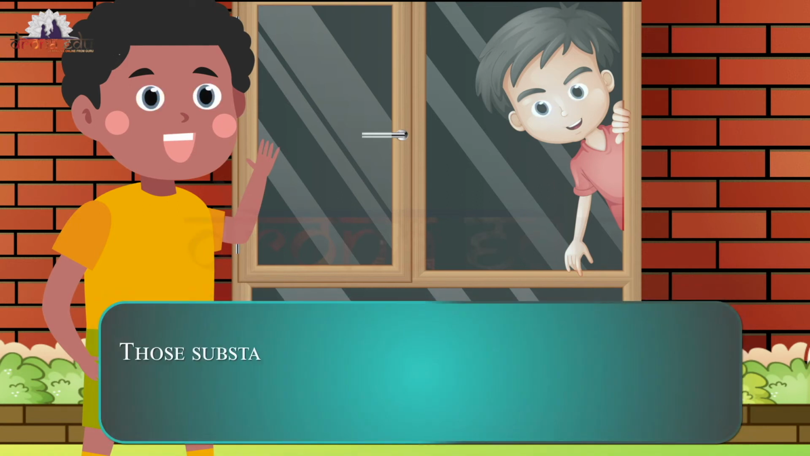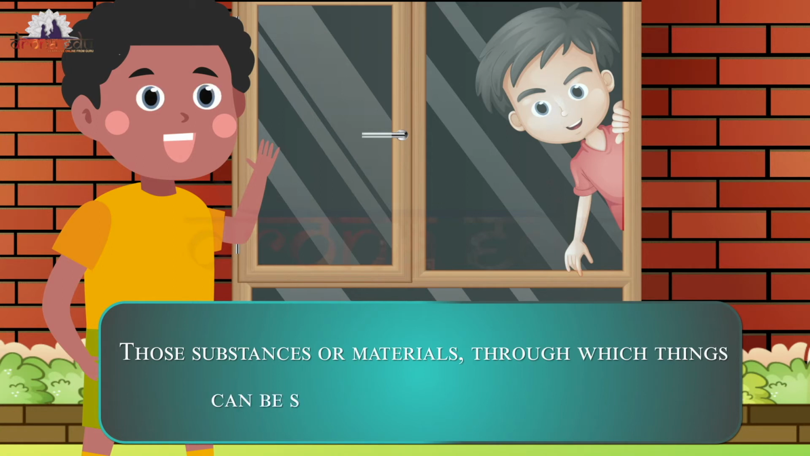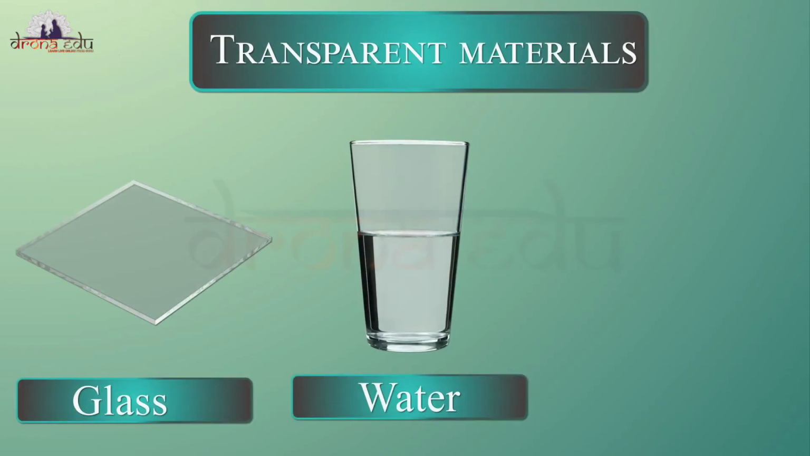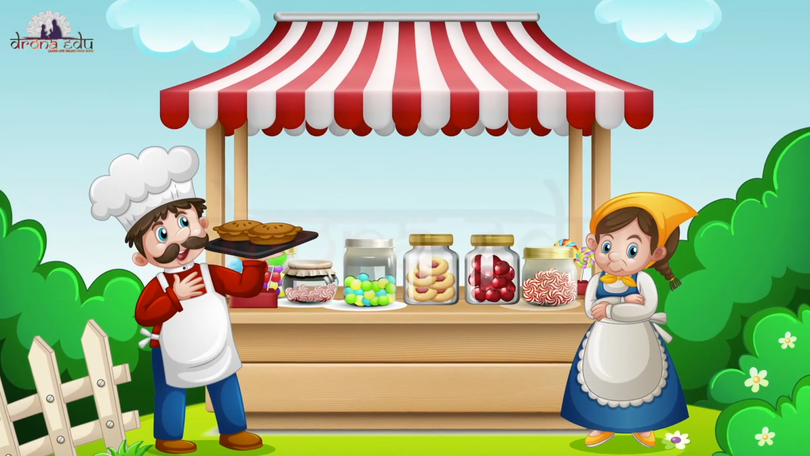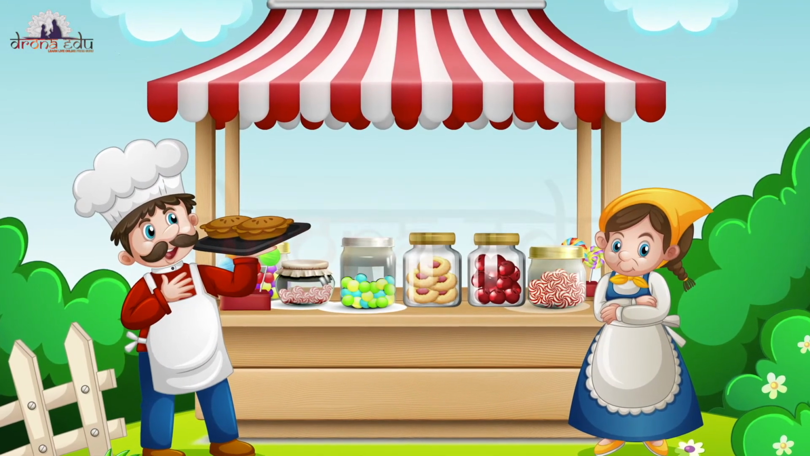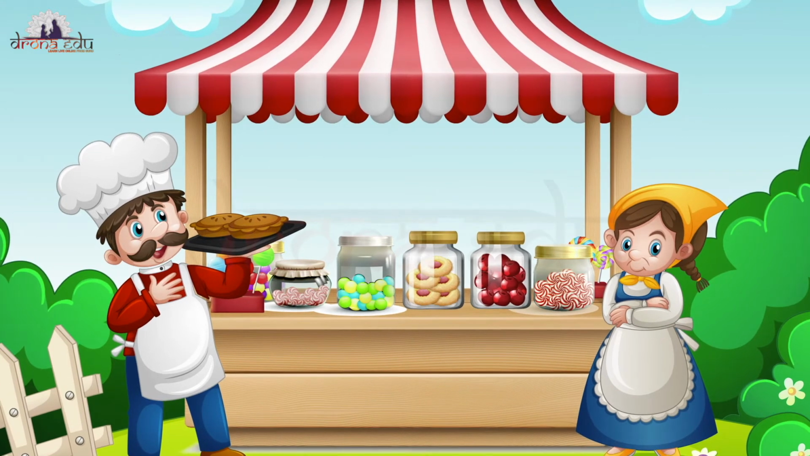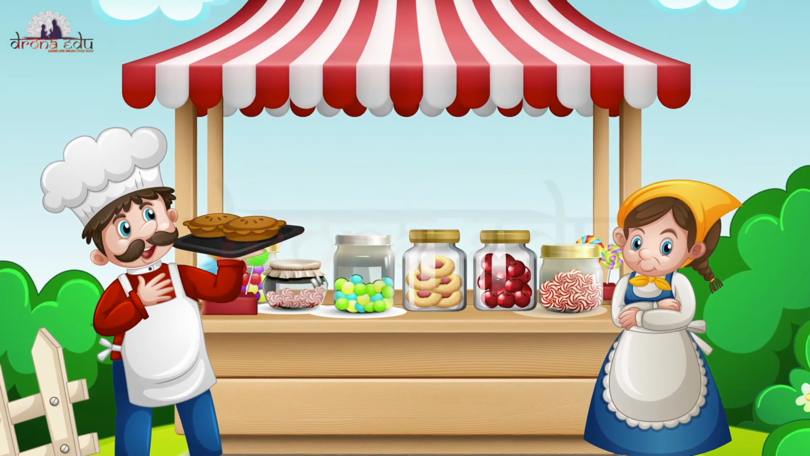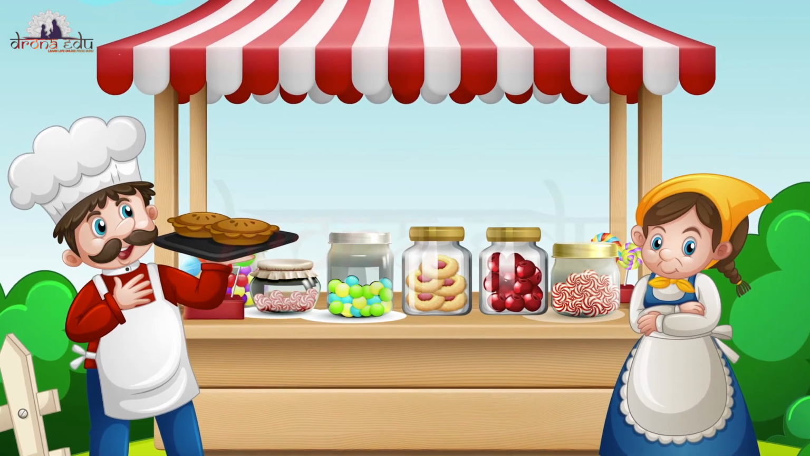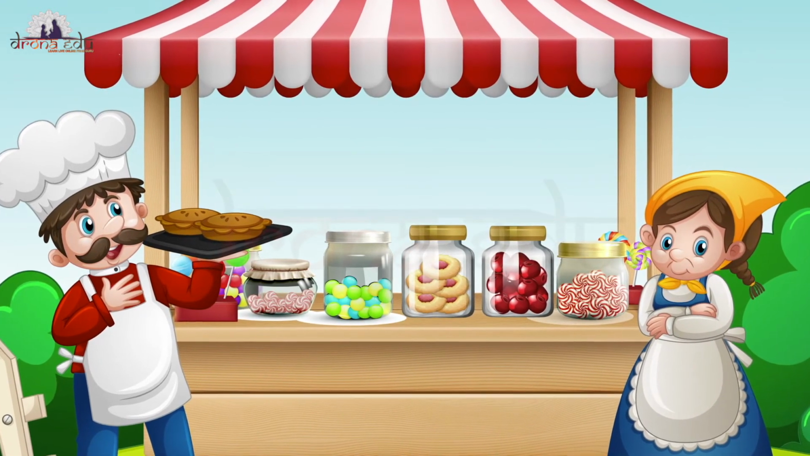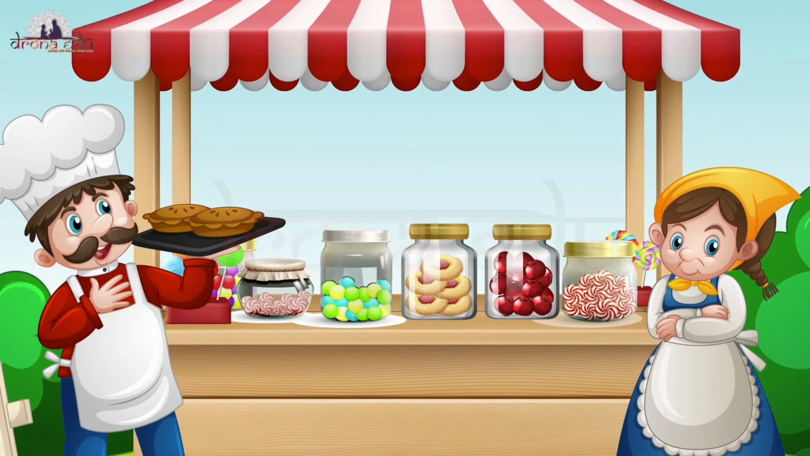Those substances or materials through which things can be seen are called transparent. Glass, water, and some plastics are examples of transparent materials. Shopkeepers usually prefer to keep biscuits, sweets, and other eatables in transparent containers of glass or plastic so that buyers can easily see these items.